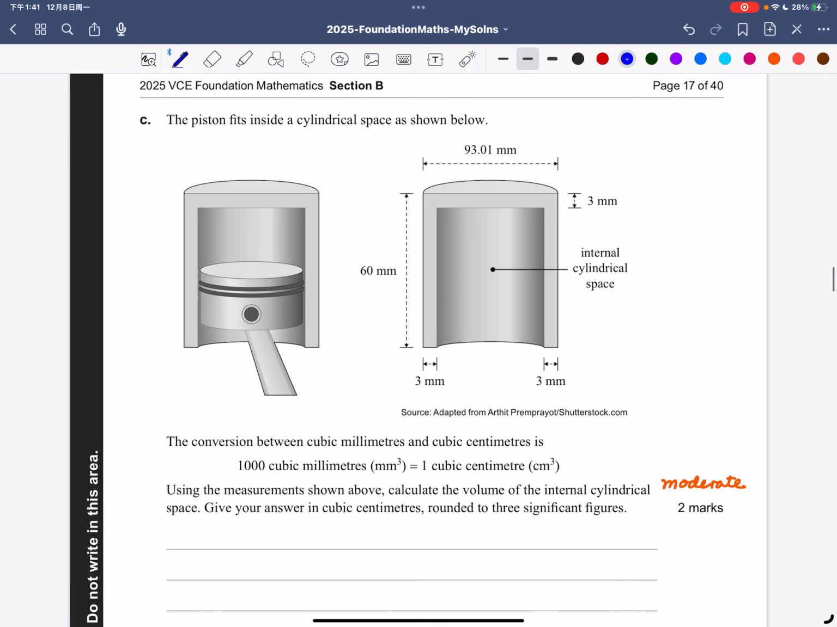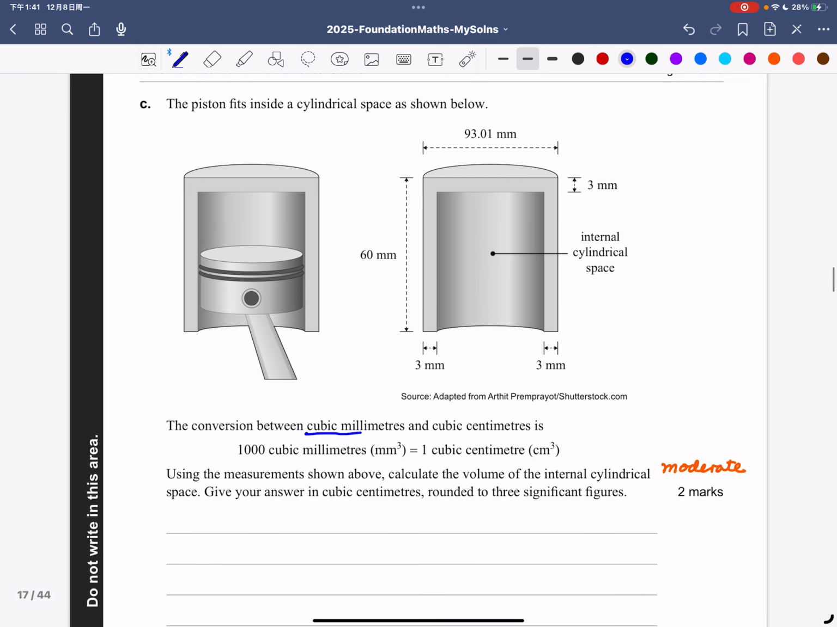The piston fits inside a cylindrical space as shown below. The conversion between cubic millimeters and cubic centimeters is 1,000 mm cubed equals 1 centimeter cubed. Using the measurement shown above, which is, I believe, here, calculate the volume of the internal cylindrical space. The internal cylindrical space, well, first, it's just this bit, and this bit, the internal space.